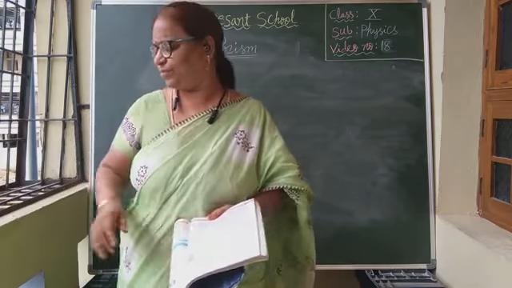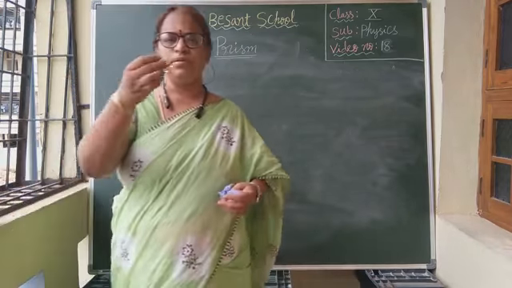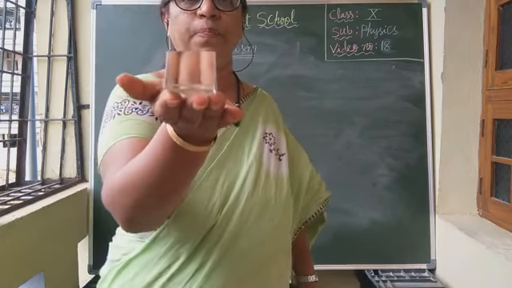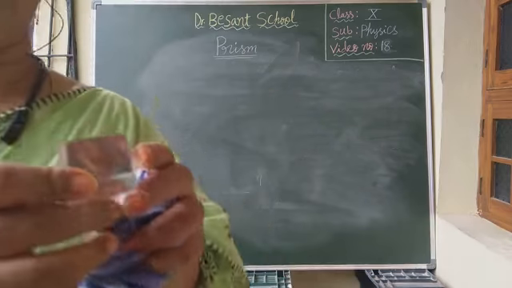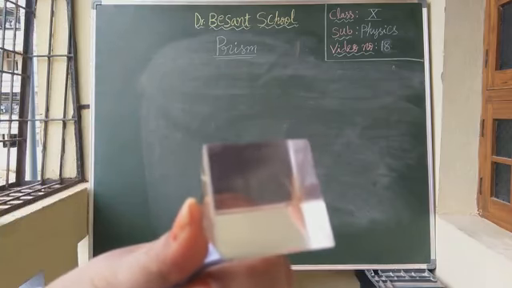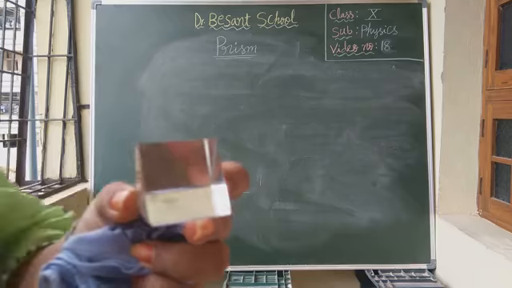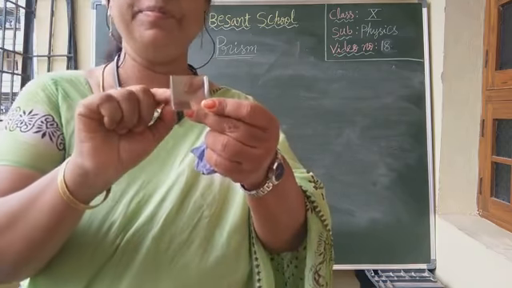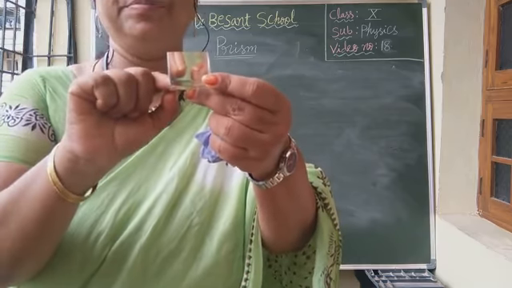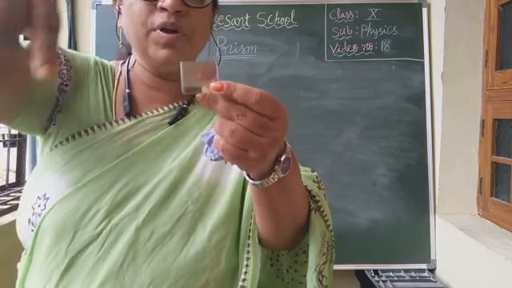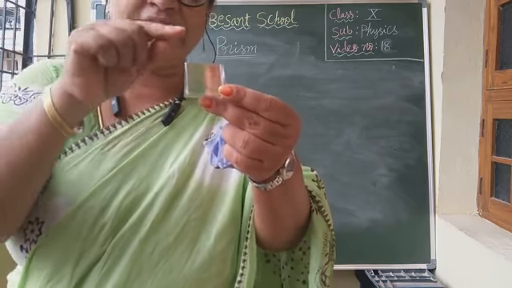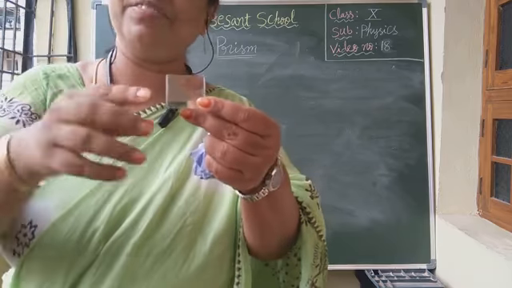Have you understood anything? See, this is the prism. Can you see? Okay, this is the prism, children. It is a transparent medium, meaning it is allowing the light to pass through it. It is a transparent medium separated from the surrounding medium. What is the surrounding medium? Air. So this is separate from the air. Its refractive index is different from the refractive index of air.